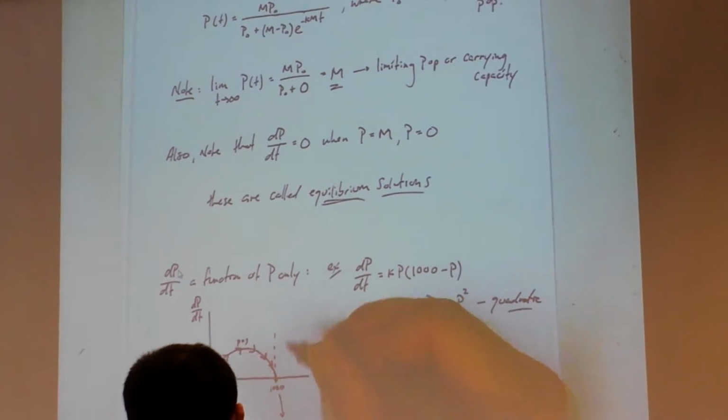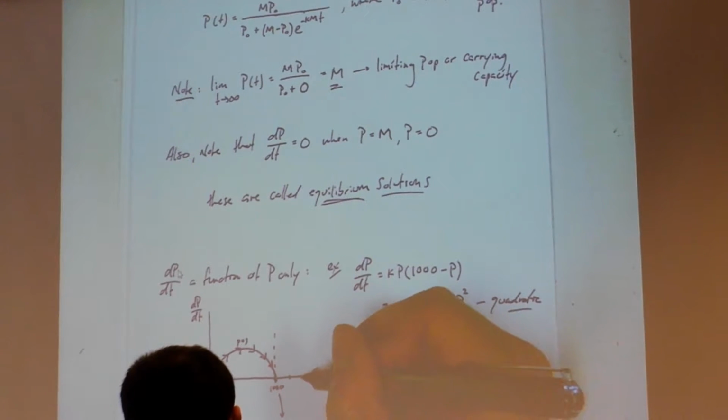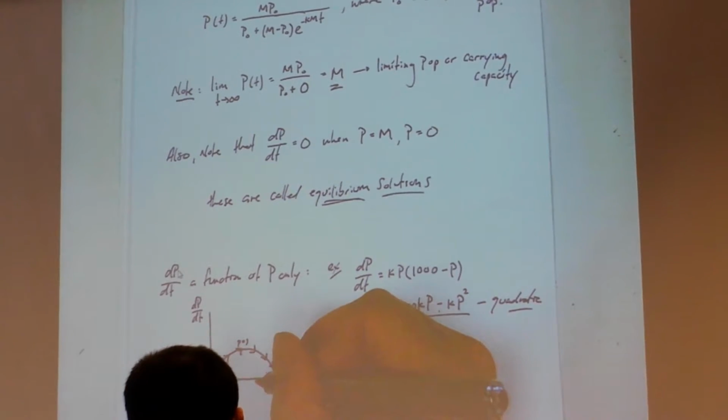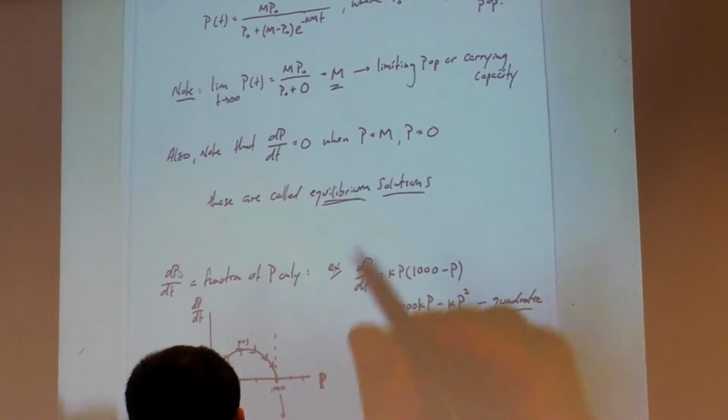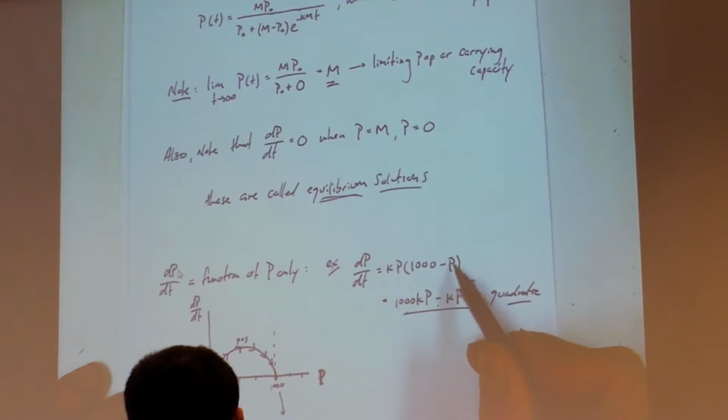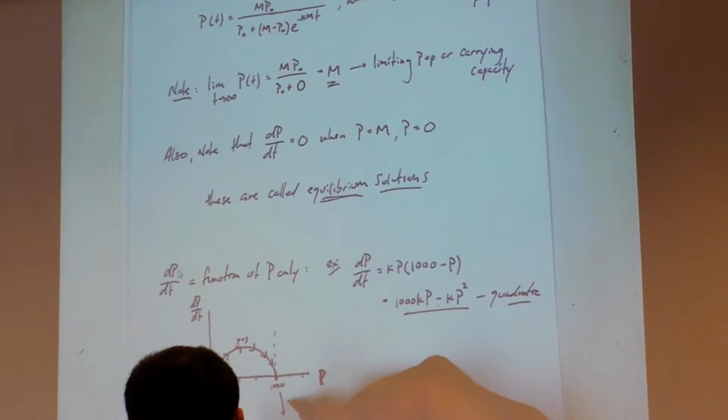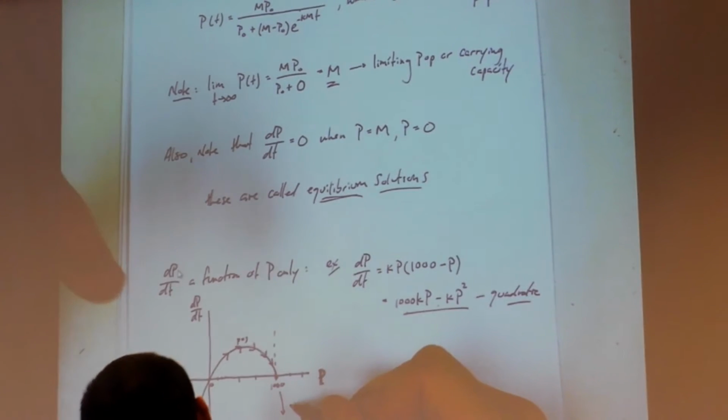Now, if the population is greater than 1,000, as we saw in that overhead, what do you notice? Decline, negative. dp dt is negative. And if dp dt is negative, then it's approaching 1,000 again.